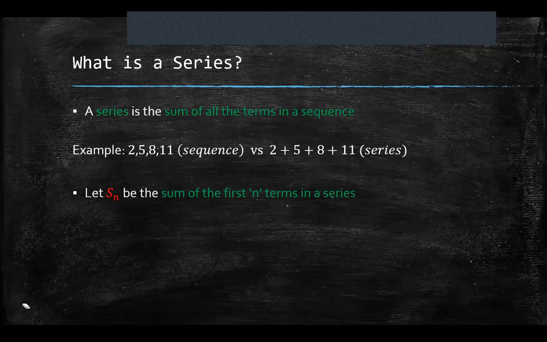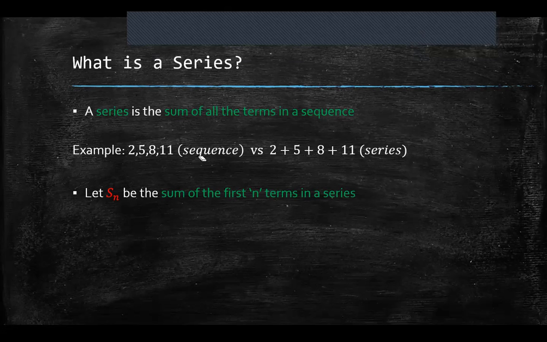Moving on. What is a series? A series is the sum of all the terms in a sequence. For example, back to this 2, 5, 8, 11 thing. 2, 5, 8, 11, that's a sequence. If I want to write this as a series, which is the sum of all the terms in a sequence, then it would be written as 2 plus 5 plus 8 plus 11. Sum of all the terms. That's a series.